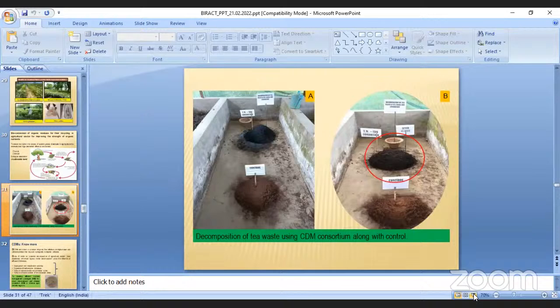And with these experiments, the results, you can visualize the color of the compost. Where we are not adding these cellulose degrading microorganisms, the color is dull. And where we add them, it is very dark in color. That means this composting activity has been happening. So it is actually up to 45 to 90 days. We can see this, okay?